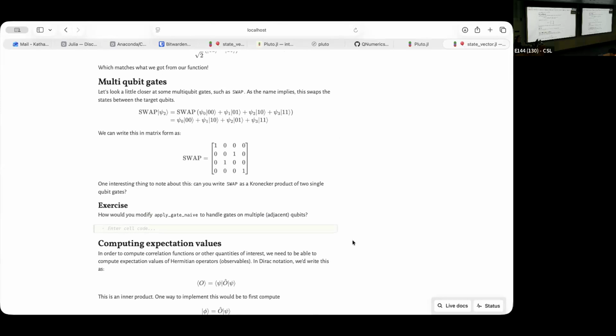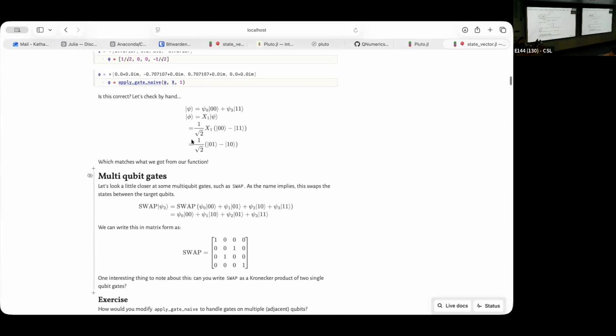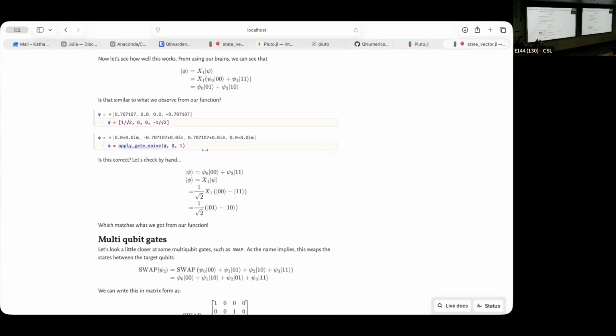Is there a way to test it out, like when you write it down? Yeah, one thing you can do is, for example, I have this example up here with 2 qubits that shows what should happen. So you can write some hand-tuned cases and check. Oh, I see. That's what we did up here also with the apply gate naive.